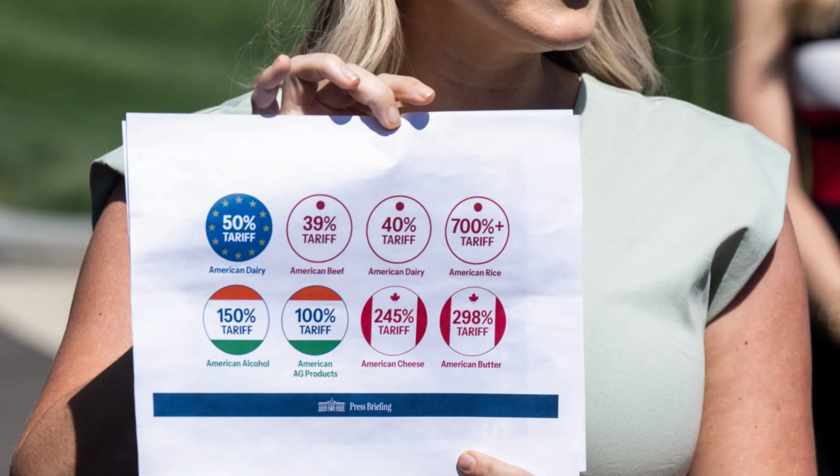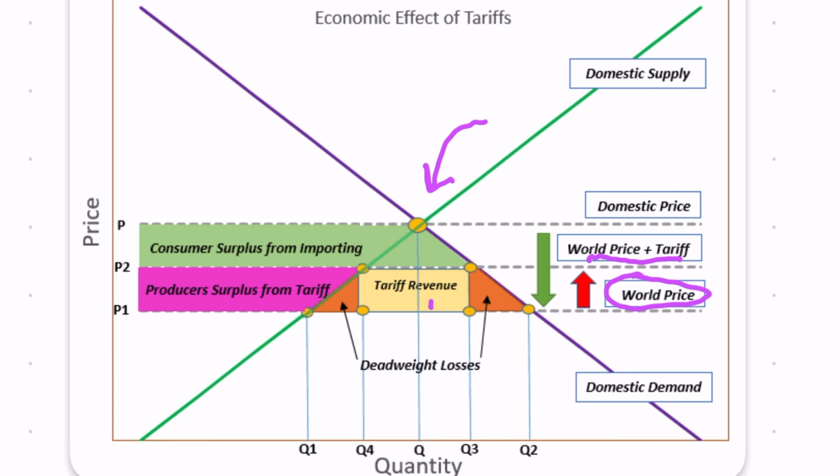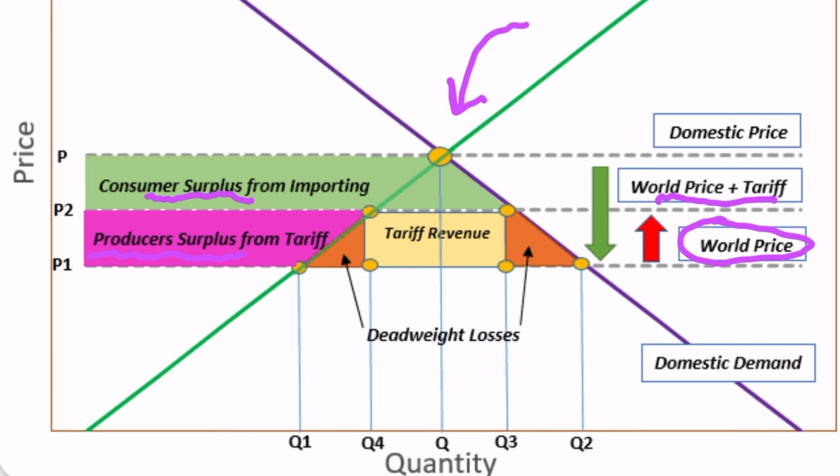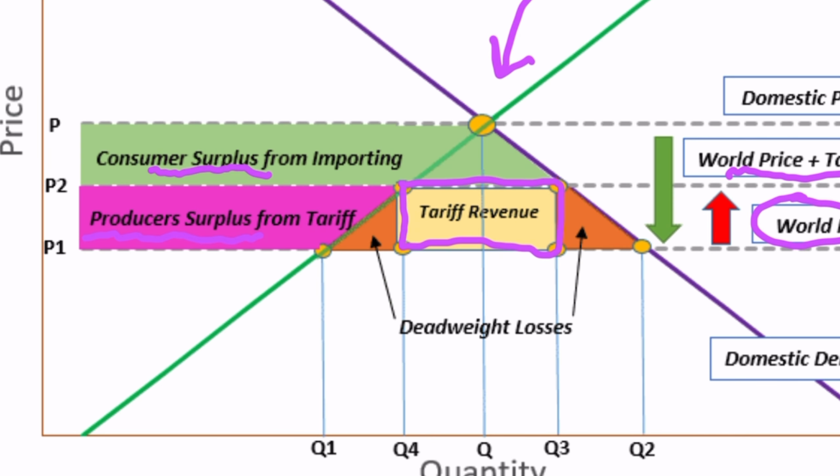But tariffs have the opposite effect. They shift the price back upward. This reduces consumer surplus, increases producer surplus, and of course, it generates tax revenue for the government. However, there's always going to be deadweight loss or inefficiencies due to this artificial act by the government.